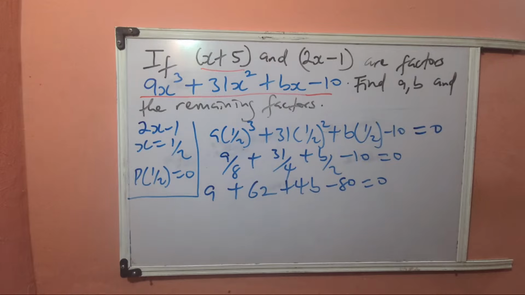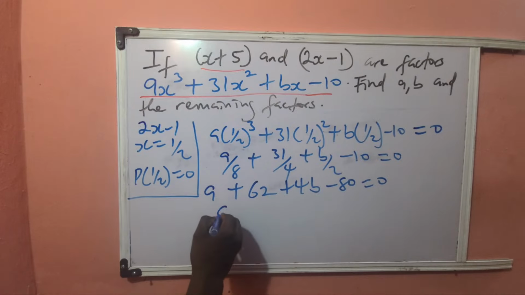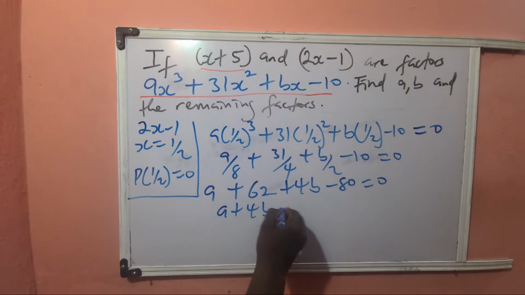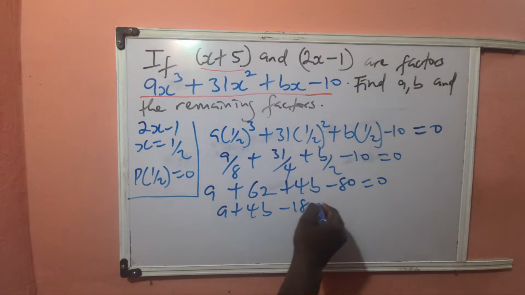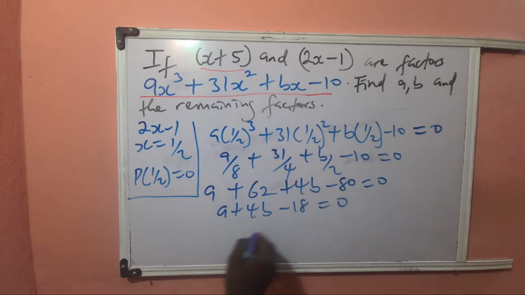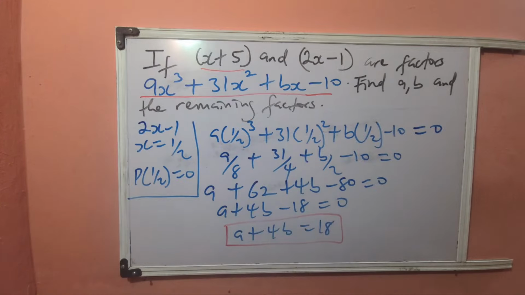In this case now, 62 minus 80 will give us what? Minus 18. So that will be a plus 4b minus 18 equals to 0. So as we did in the other case, we can shift this over here. So we'll be having this. So now we have been able to get the system of linear equation. We have two equations now.